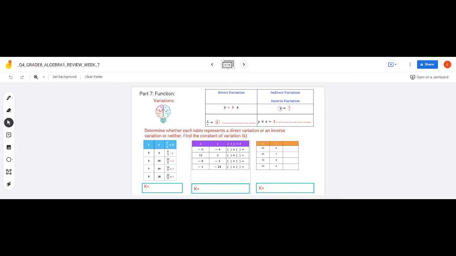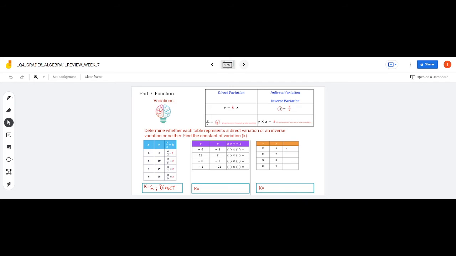So the formula is y divided by x equals to k. So here's my y column and here's my x column. So you can see these values here in the y column, values in the x column. So y divided by x, that is 2, 6 divided by 3 is 2, 10 divided by 5 is 2, 14 divided by 7, that's 2, 18 divided by 9 is 2. So what's our k? Our k is 2, and this will be an example of direct variation.